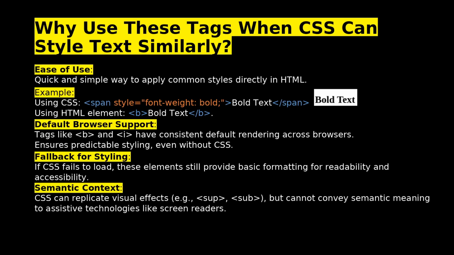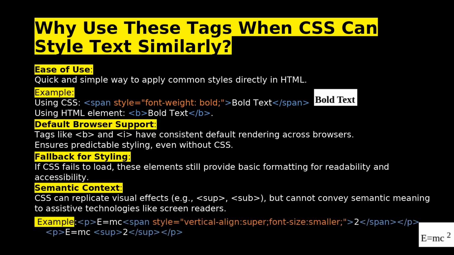CSS cannot fully replace semantic context. CSS can replicate the appearance of superscript and subscript, for example, but it cannot convey their semantic meaning to assistive technologies like screen readers. It is used for styling purposes, but not for semantic reasons, which we have seen in almost all of the HTML semantic elements.